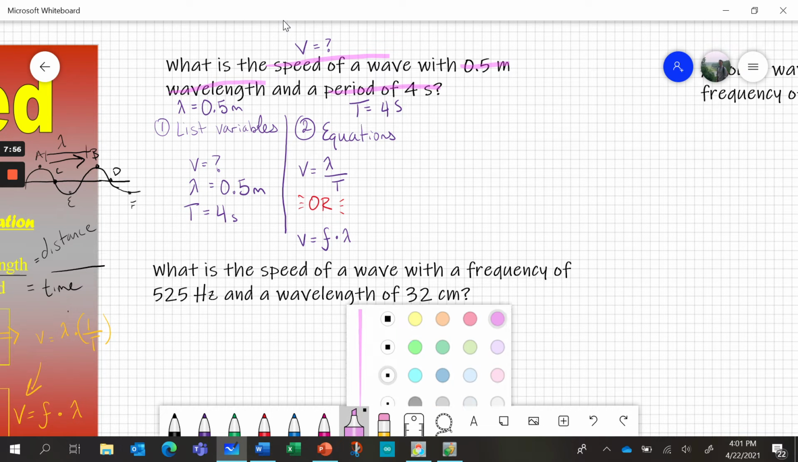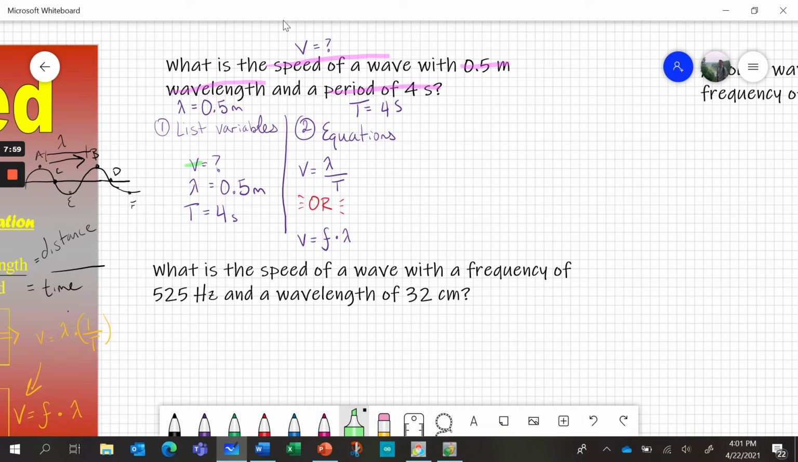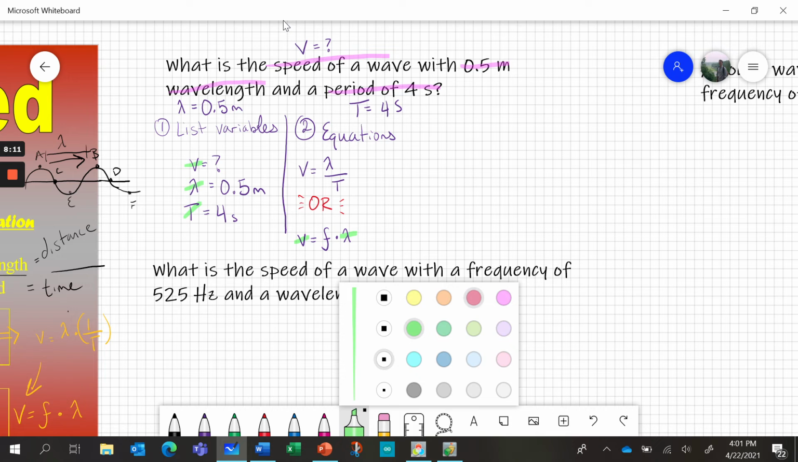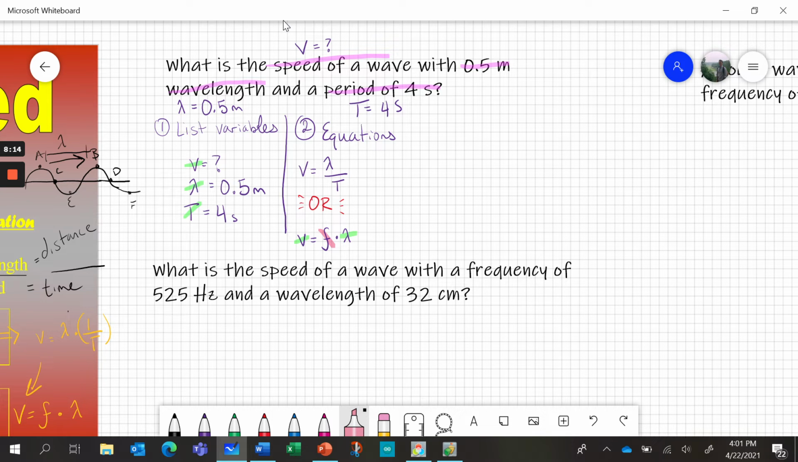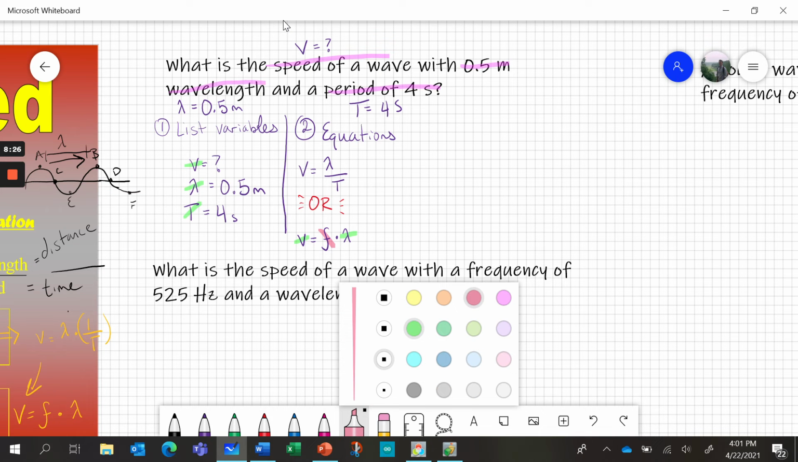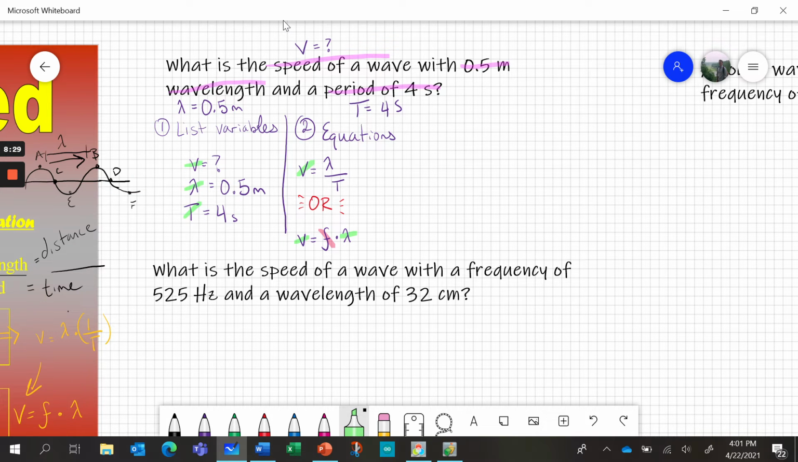In our case, we have V, lambda, and T. This equation down here has V and lambda, but it doesn't have T, it has F. So that equation is not going to work. We cannot use that equation because we don't have the pieces for it. The first equation, however, we have V, we have lambda, and we have T, which matches what we have over here. So I'm going to say let's use this equation.